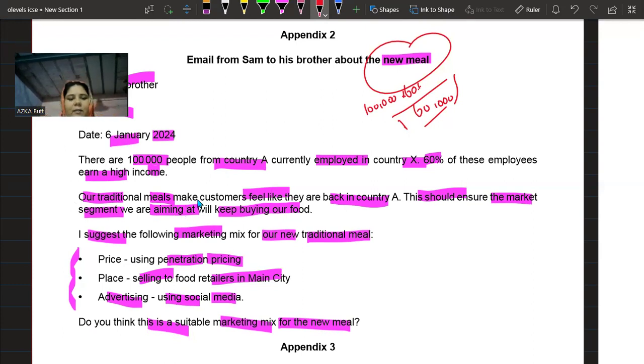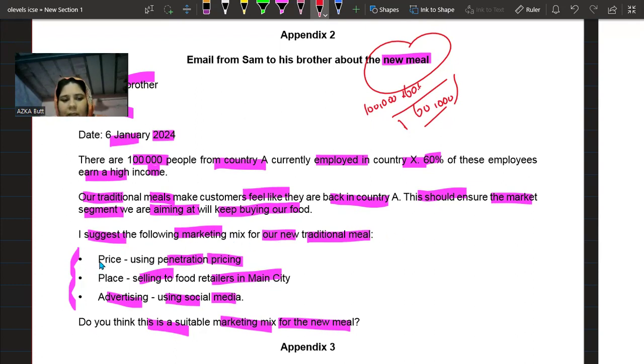Our traditional meals make customers feel like they are back in country A. So it means that the sentiment is basically linked with the meals of AF. So this should ensure the market segment we are aiming at will keep buying our food. So of course this is very easy for us because we know our target market. So we can easily translate their needs into the products. So I suggest the following marketing mix for a new traditional meal.